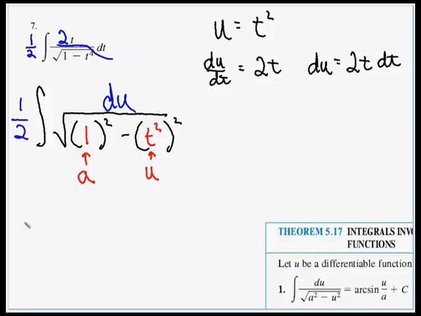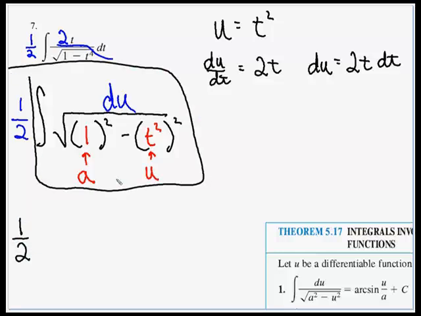So the 1/2 is going to stay. And then this indefinite integral, I just plug my a's and u's into the arcsine function. 1/2 arcsine u divided by a, or t squared divided by 1, which is just going to be t squared. And I have my plus c, plus my arbitrary constant.